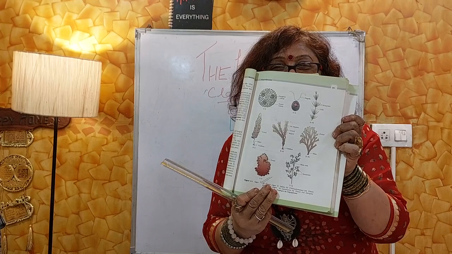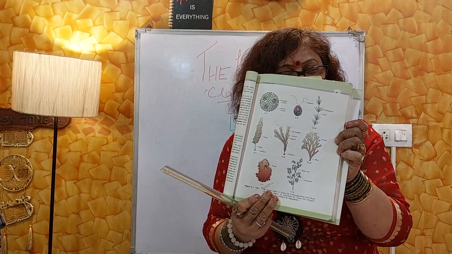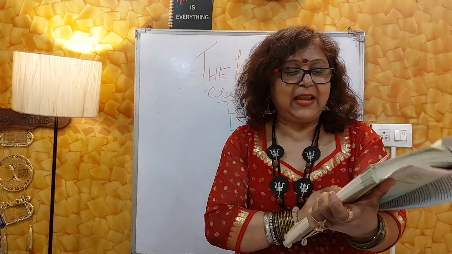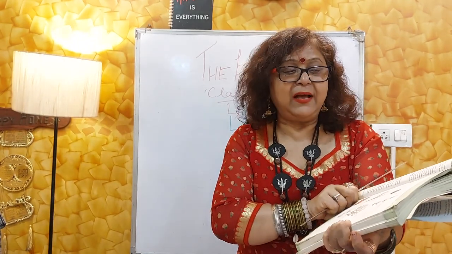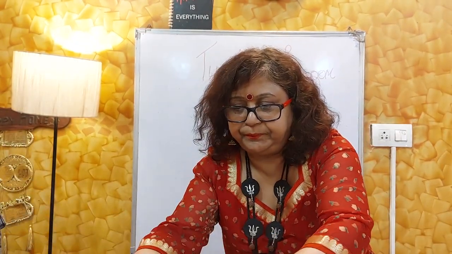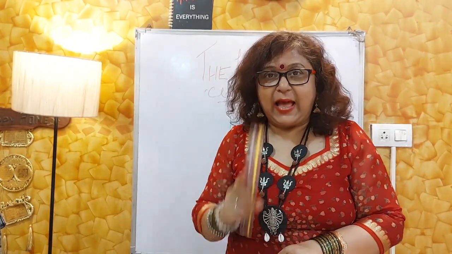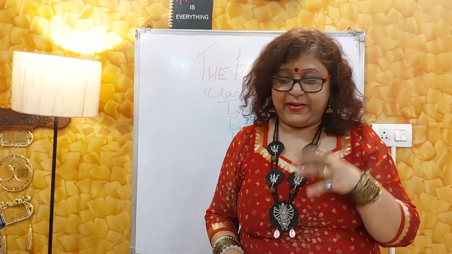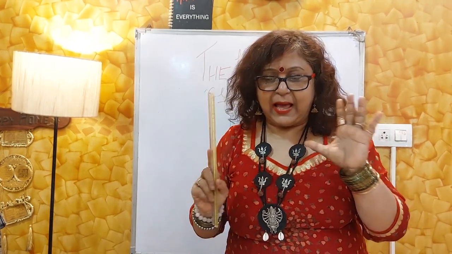I show the figure again here. Volvox is colonial, Chlamydomonas has flagella, and the last one is Chara, which does not have any flagella here, right? This one. So the thallus of green algae can be flagellate, like Chlamydomonas, non-flagellate, like Chlorella, and sometimes the plant is umbrella-like, like Acetabularia. Okay, this is about the thallus type.